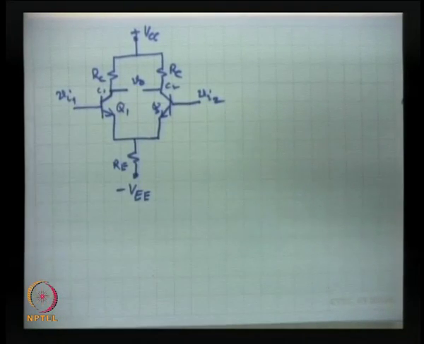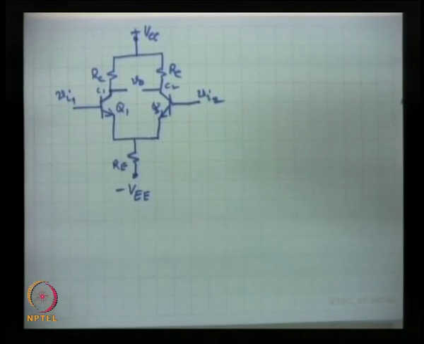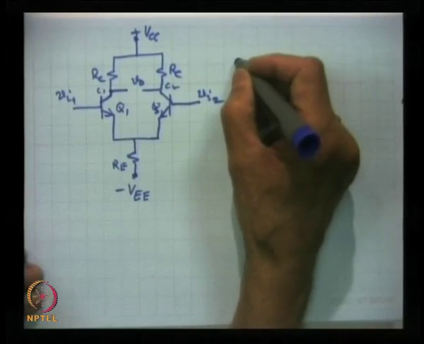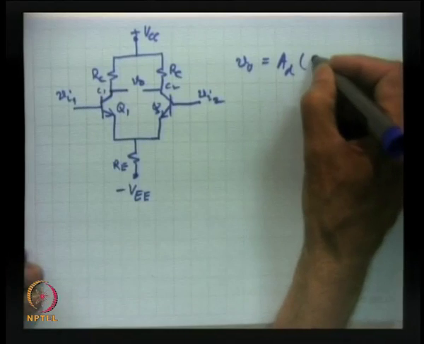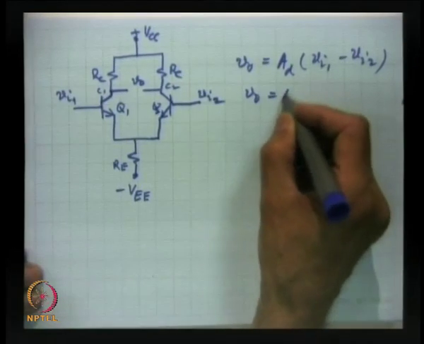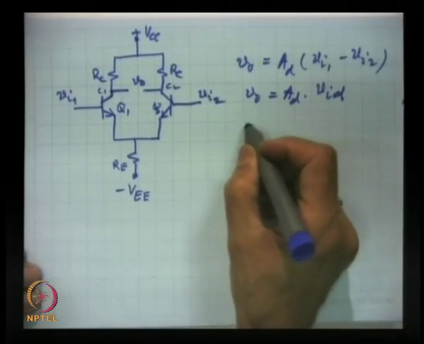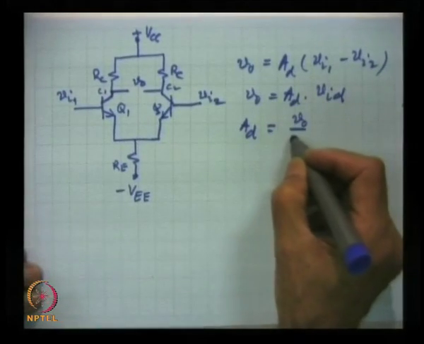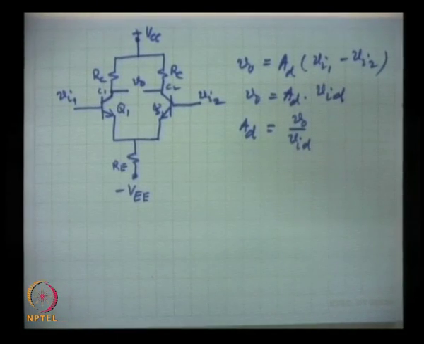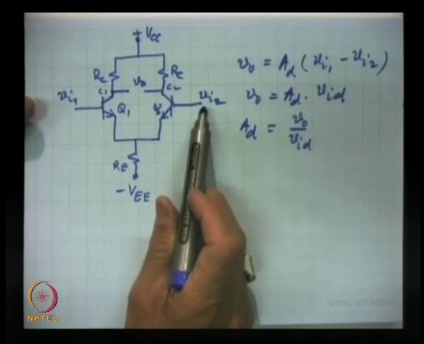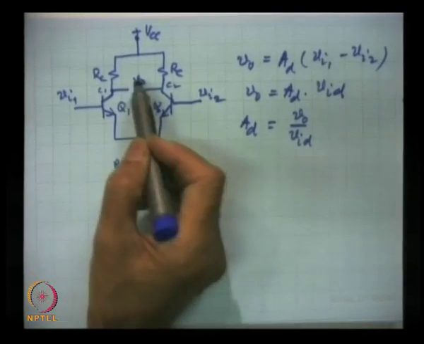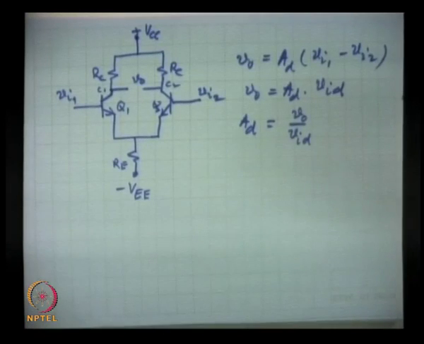So, we give two signals, they differ slightly, say for example 0.5 millivolt, and then we measure this output. The difference of the two outputs is supposed to be Ad into (Vi1 minus Vi2), in differential mode. So, Vo is Ad into Vid, and so we can measure Ad as V out by Vi difference. This is the way we can measure the differential gain. We apply two input signals slightly differing in magnitude by say 0.5 or 1 millivolt, and we measure the output, and from this expression we can find out the differential gain.